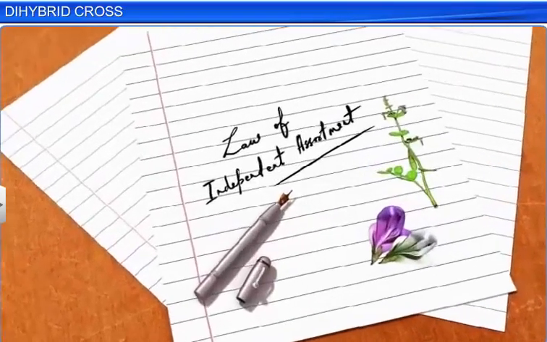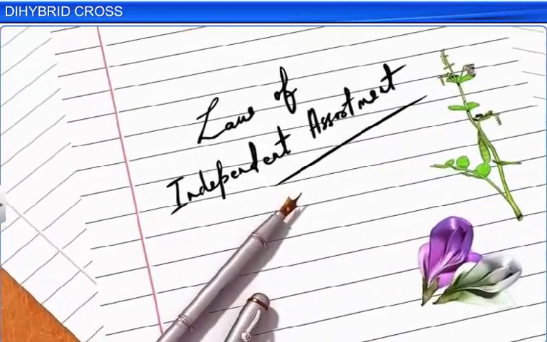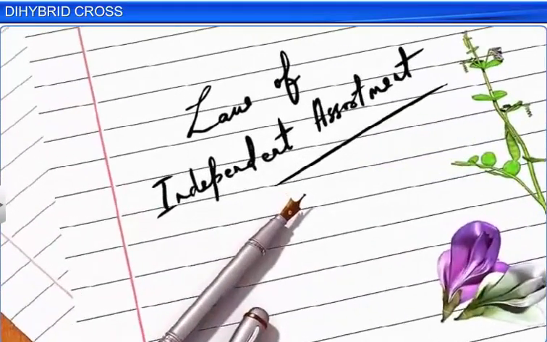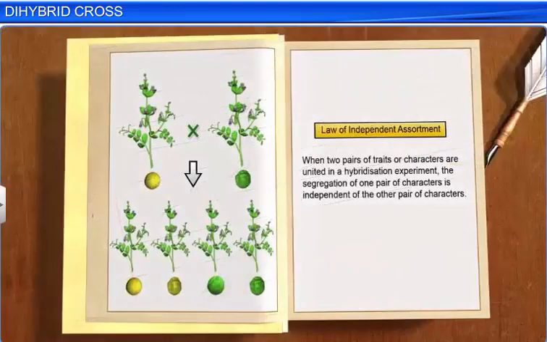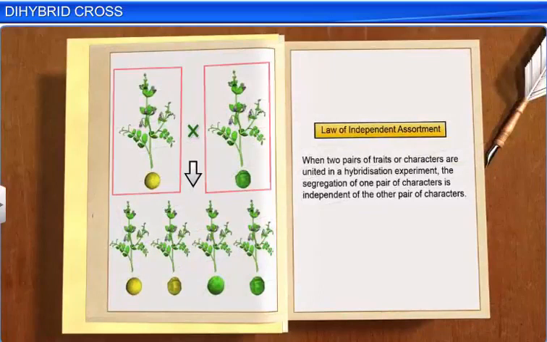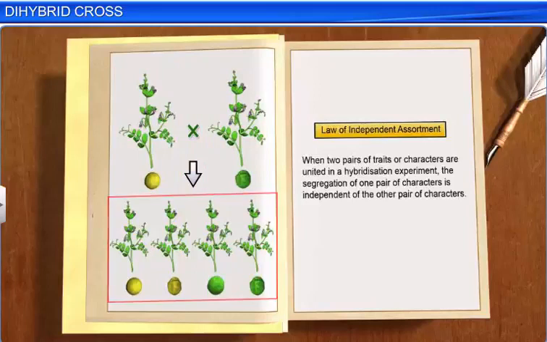From such observations on dihybrid crosses, Mendel proposed a new set of generalizations which was later called the law of independent assortment. According to this law, when 2 pairs of traits or characters are united in a hybridization experiment, the segregation of one pair of characters is independent of the other pair of characters.